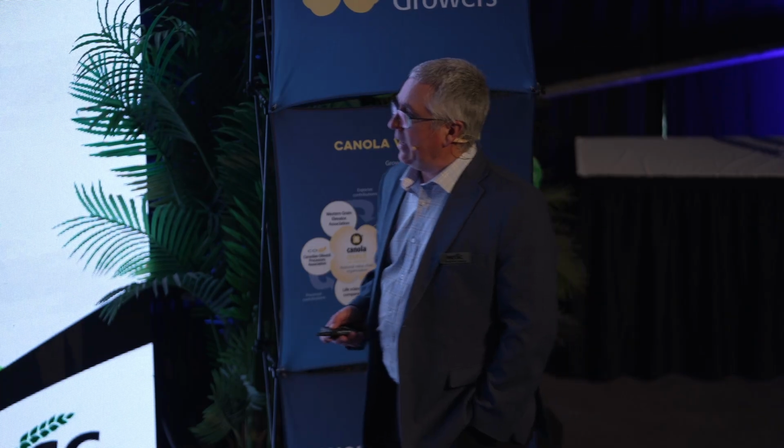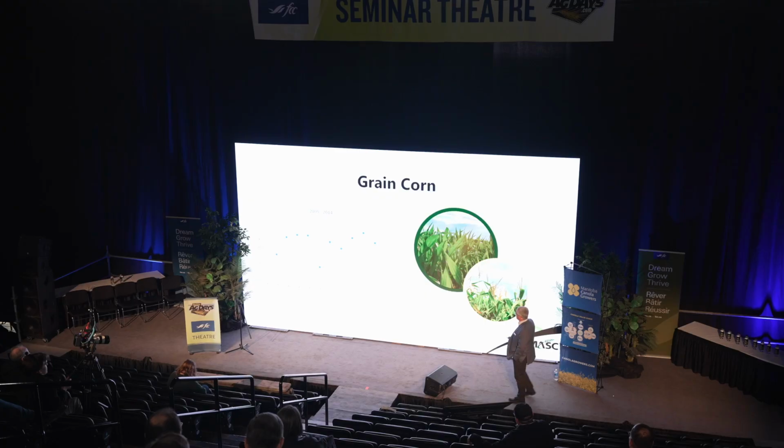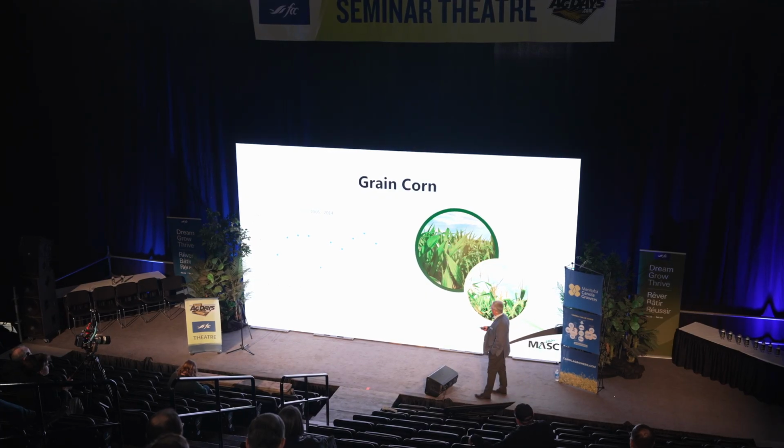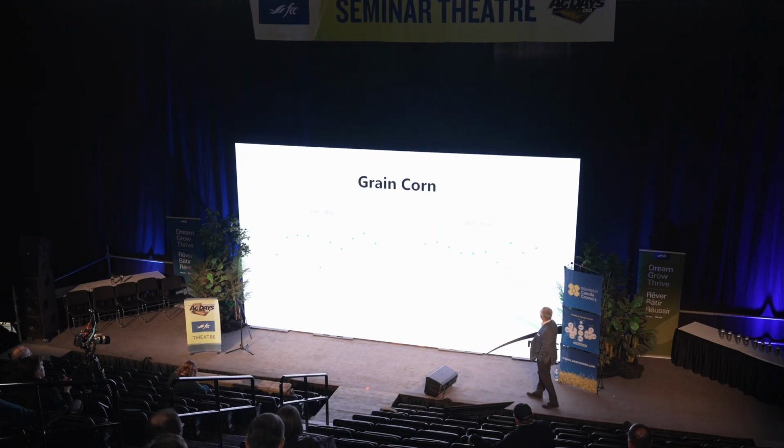Grain corn, again, 2005, 2014, some great years. Had a tough year in there in 2009, but still showing a really good slope. Used to be in that 90 bushel average range. Then by 2014, we're in that 120 bushel average range.